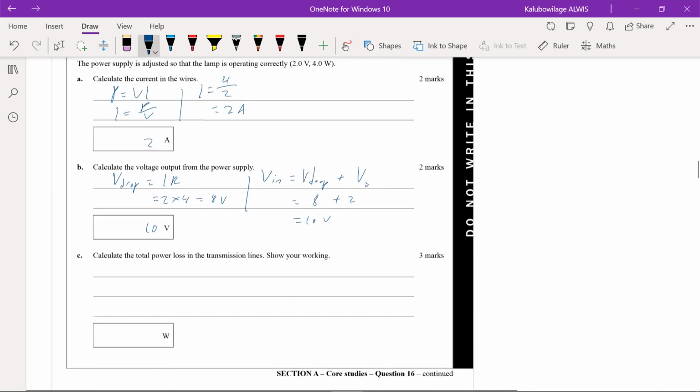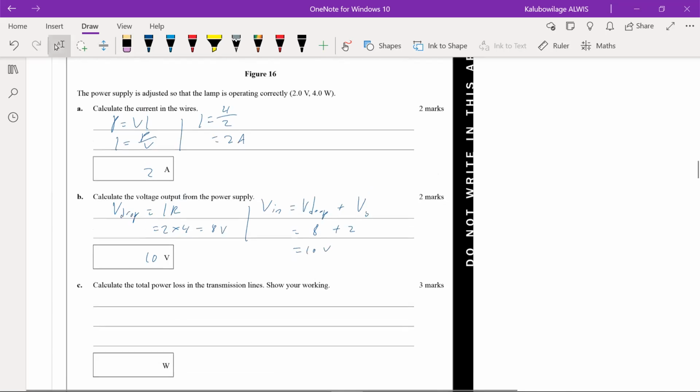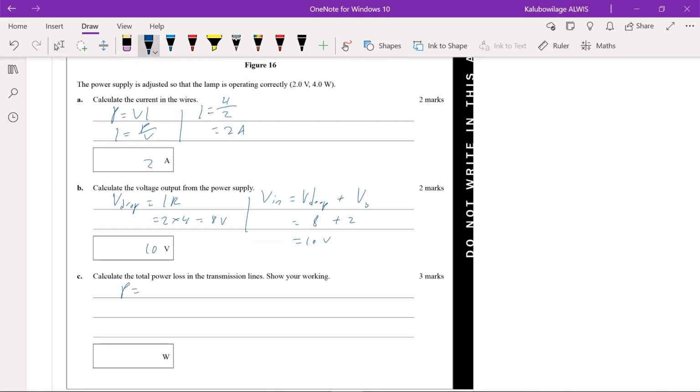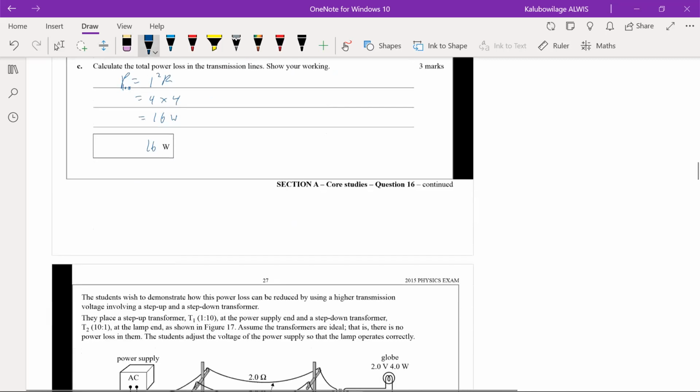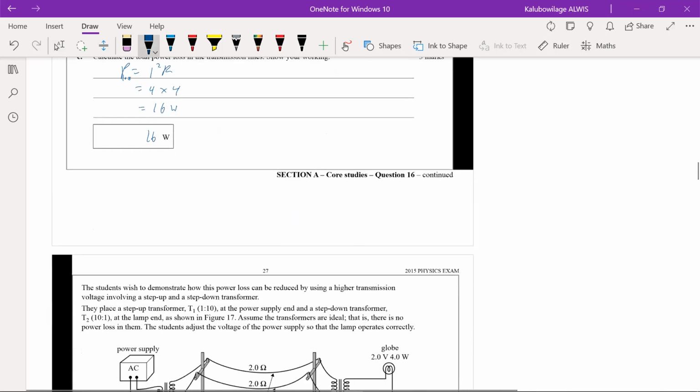Calculate the total power loss from the transmission. We have the current, we have the total resistance. P is I squared R. I squared is 4 times 4, 16 watts.